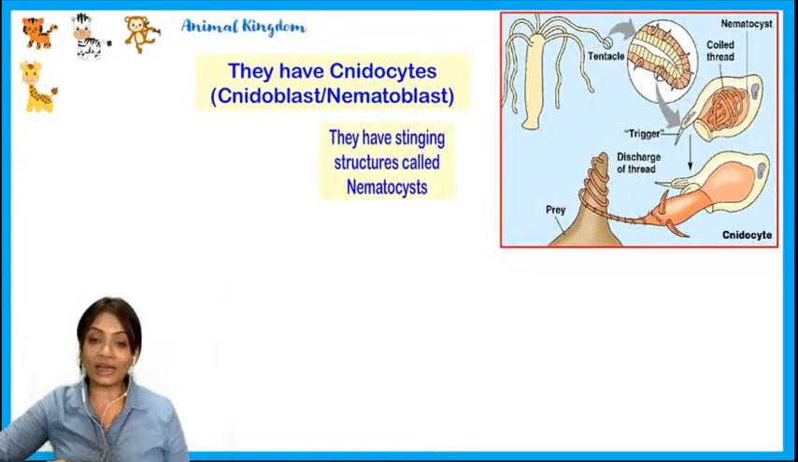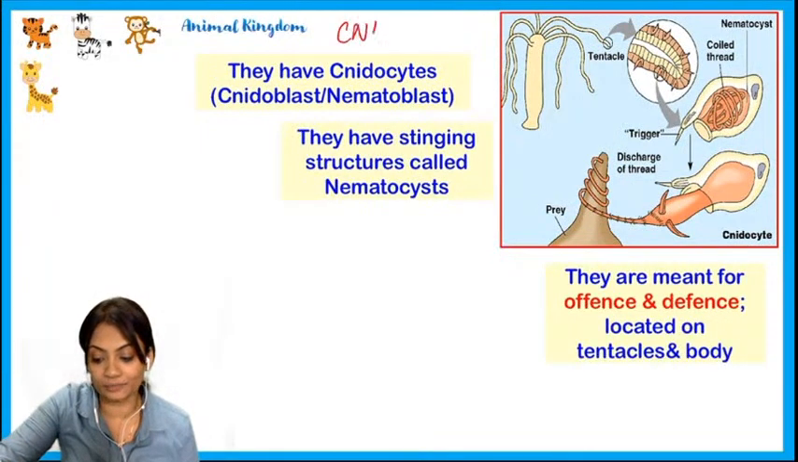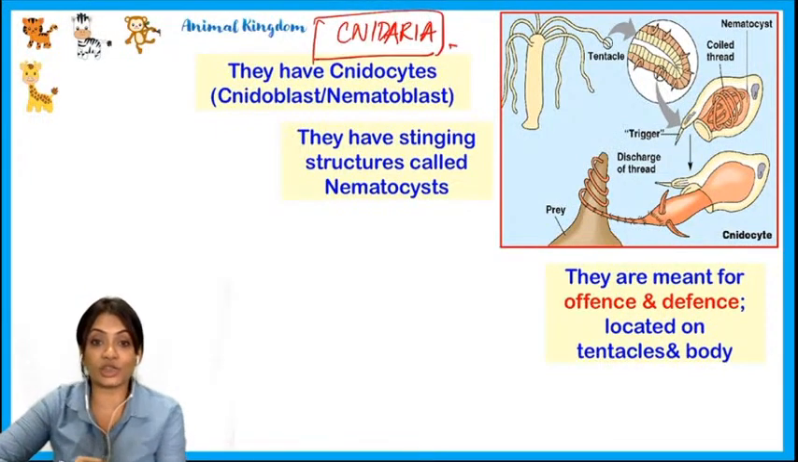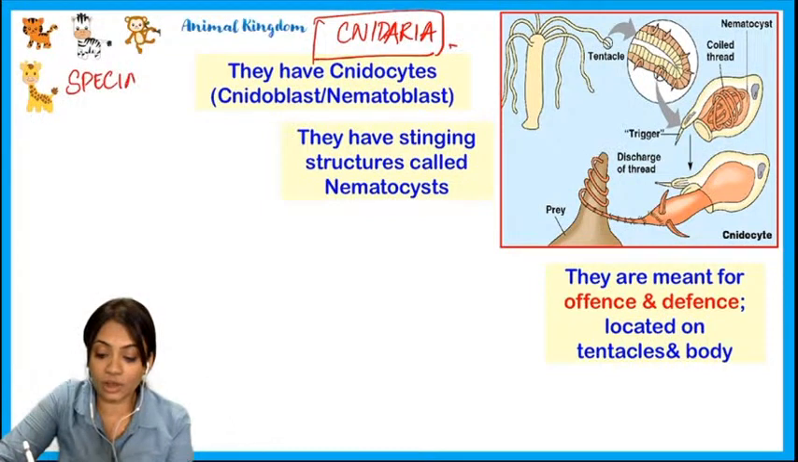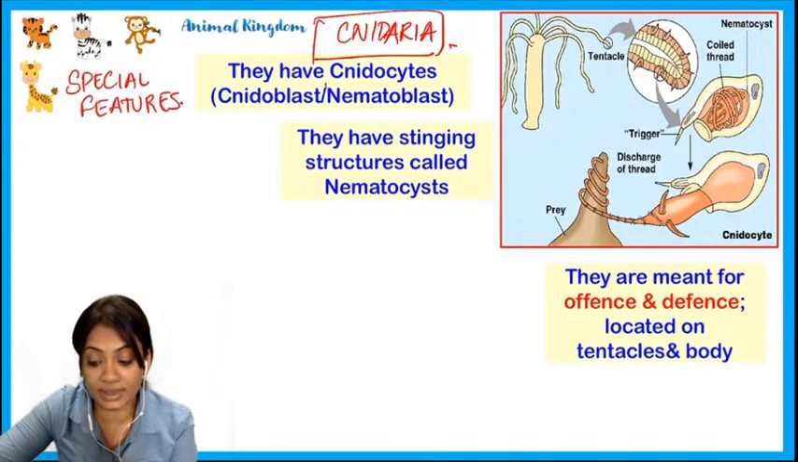Now, why is this phylum called Cnidaria? It's called Cnidaria because of the presence of certain special cells that they have. So what we're studying right now are the special features. The reason why it's called Cnidaria is because of the presence of these cells here, and these cells are called cnidocytes.